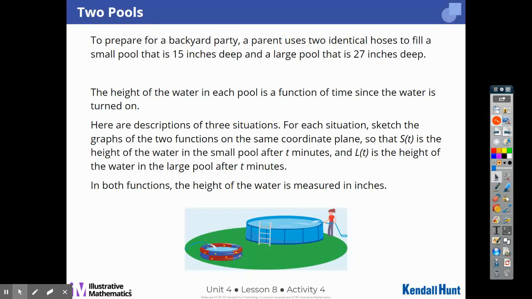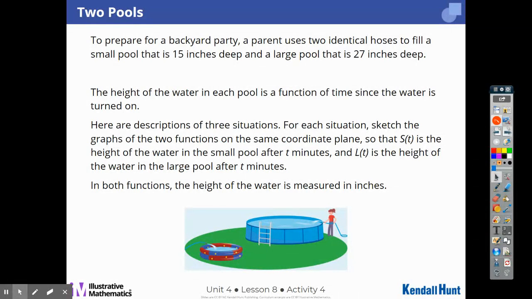All right, so this next example we're going to talk about is just to compare different rates of change on a graph based on the situation. So here we have a backyard party to prepare for, and parents are using 2 identical hoses to fill a small pool that is 15 inches deep and a large pool that's 27 inches deep. The height of the water in each pool is a function of time since the water is turned on. So our starting point is when the water is turned on.